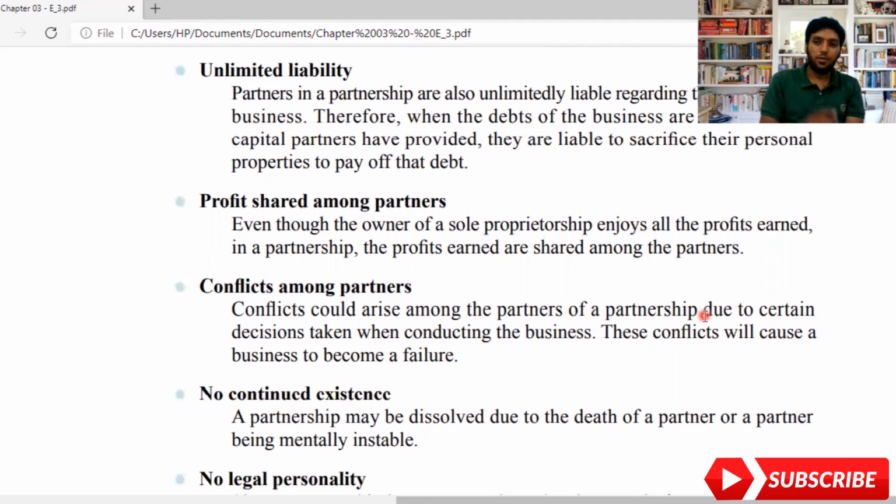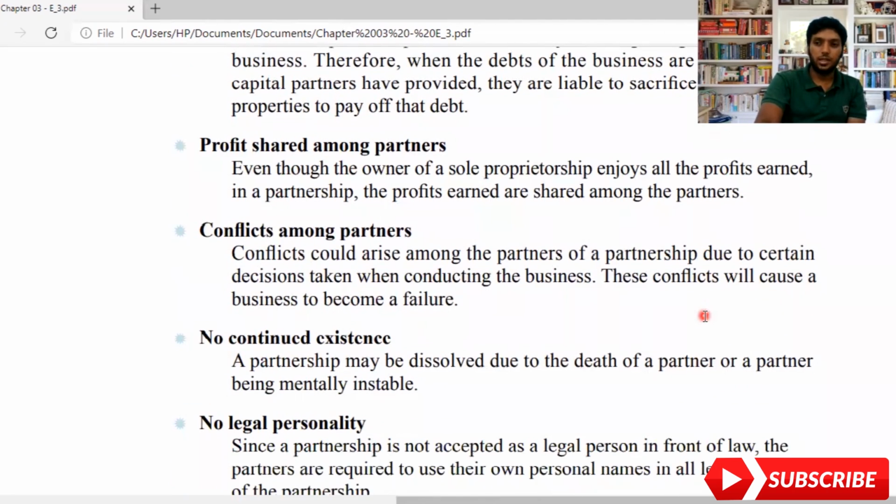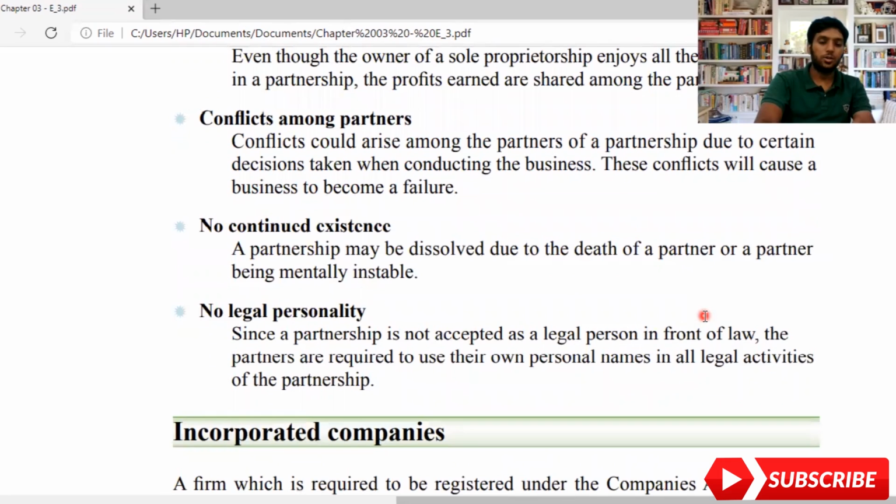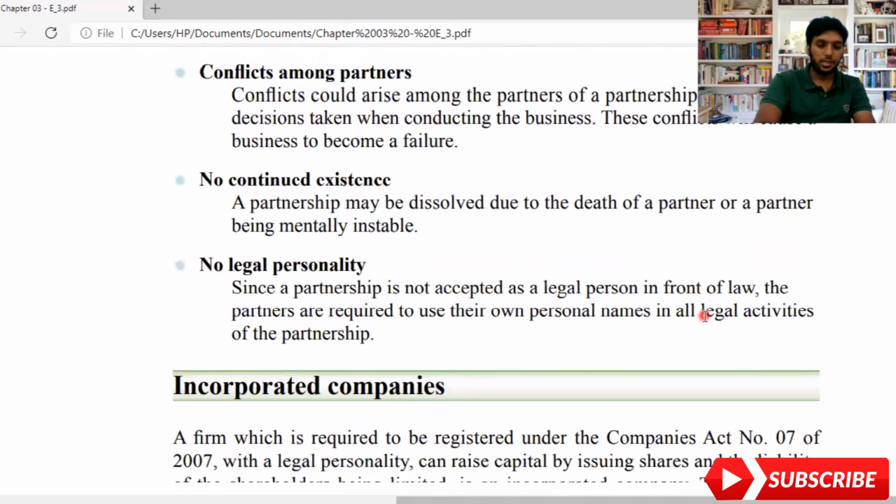Conflict among partners. If one partner doesn't agree to bringing another partner into the business, conflicts, meaning problems, can arise. So this will take time to sort out. No continued existence. If one person leaves or dies, the business will not last. No legal personality is a characteristic, as I already explained. The partners should take liability. If one partner makes a mistake, all the partners should take the liability of the mistake he has made.